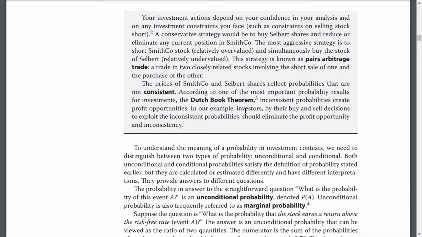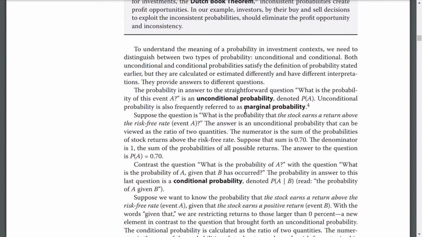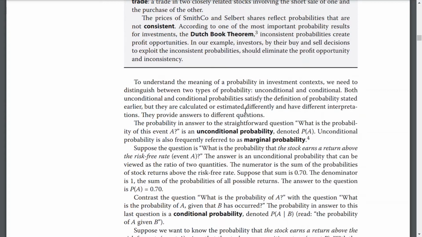To understand the meaning of probability in an investment context, we need to distinguish between two types of probability: unconditional and conditional. Both unconditional and conditional probabilities satisfy the definition of probabilities stated earlier, but they are calculated or estimated differently and have different interpretations. They provide answers to different questions.